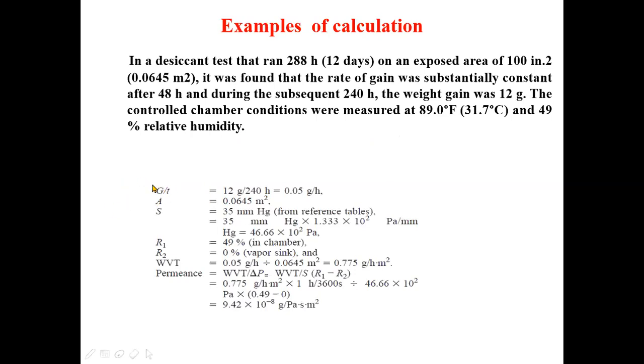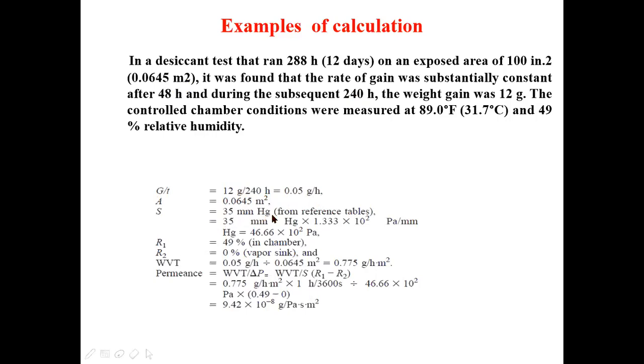So what is G by T? G is the loss in weight, sorry, gain in weight, because the rate of gain is substantially constant after 48 hours. So what is G? The weight gain is 12 grams. So G by T, and what is the time? Time is 240 hours. So 12 grams divided by 240 hours, it will give you 0.05 gram per hour. And what is the area A? A is given as 0.65 square meter.